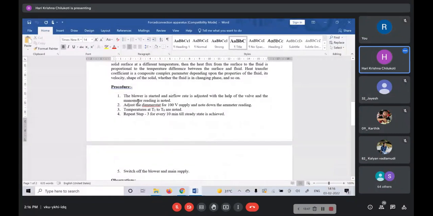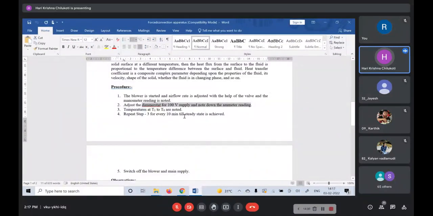As for the procedure, just to go through it again, the blower is started and the airflow rate is adjusted with the help of the valve. Here we need to select the appropriate airflow rate so that we can reasonably predict the convective heat transfer coefficient from the experiment. Then we will adjust the dimmerstat for some voltage as well as some current which is flowing through the electrical heater. So these details will be given to you by the TA.